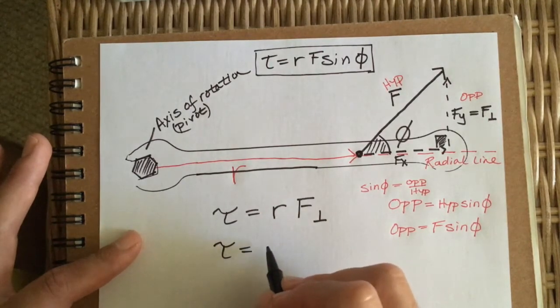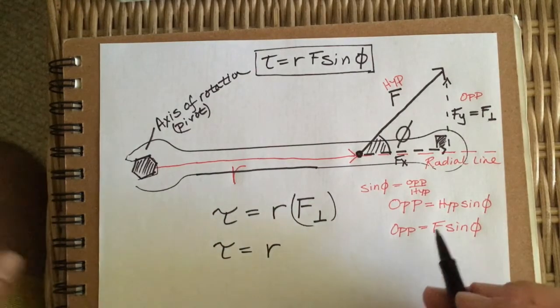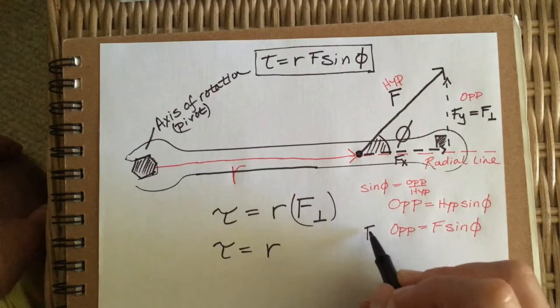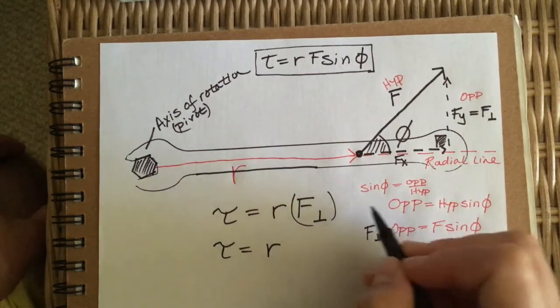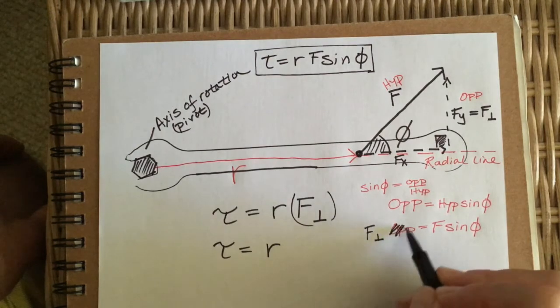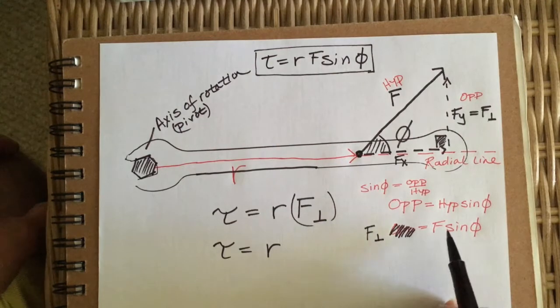So I come down here, torque is equal to R times F perp, and F perp is the opposite, right? So F perp, I guess I probably should have plugged that in right there. My fault. F perp is equal to F sine phi.